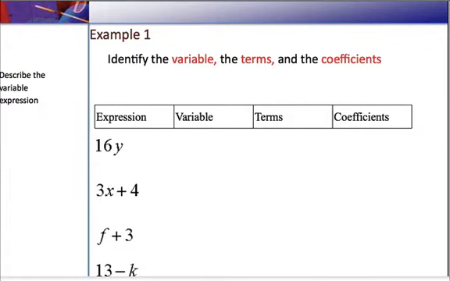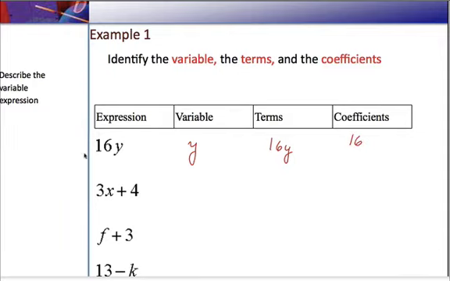So let's do a couple of examples. Let's identify the variable, the terms, and the coefficient. So in this first one we have 16y. So obviously the variable is y. There is only one term because we don't have any addition or subtraction. So 16y is the term. The coefficient is what we're multiplying the variable by. So the coefficient is 16.